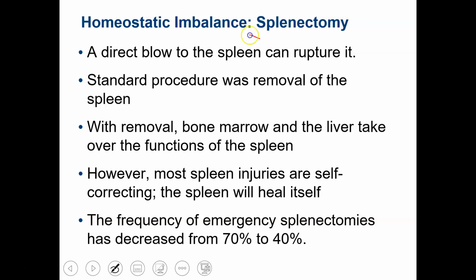That's called a splenectomy. And if you take the spleen out, the bone marrow and the liver will take over most of the functions of the spleen. It does, however, absolutely cripple your immune system. And what would have been irrelevant infections become life-threatening without your spleen.